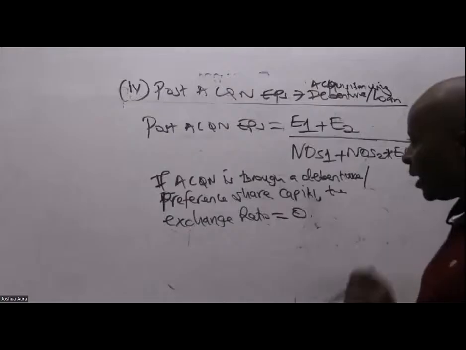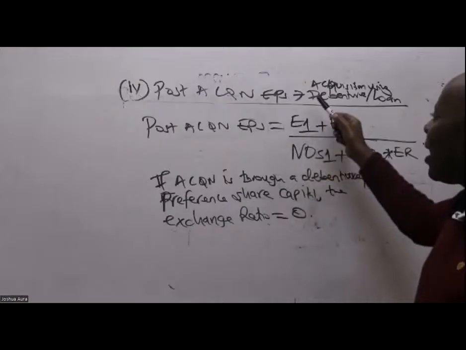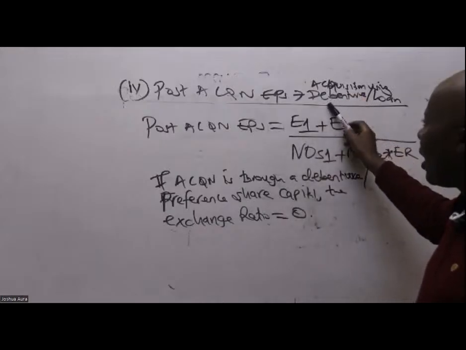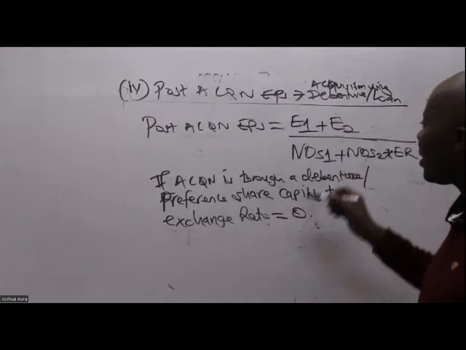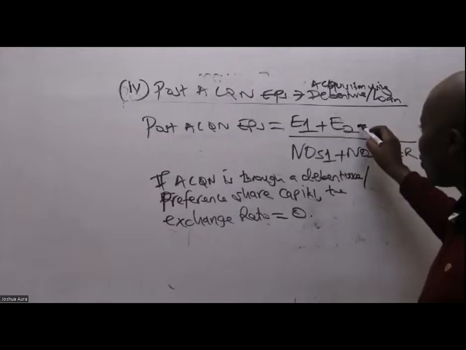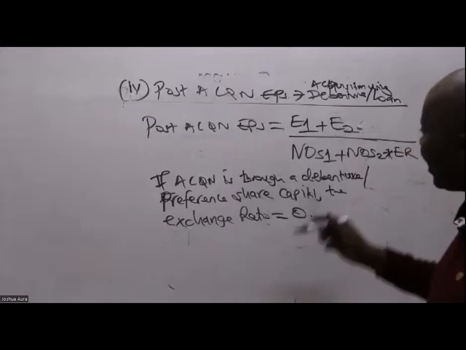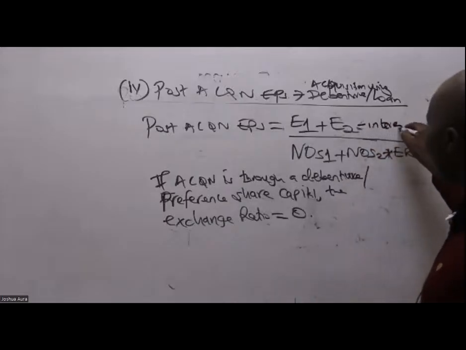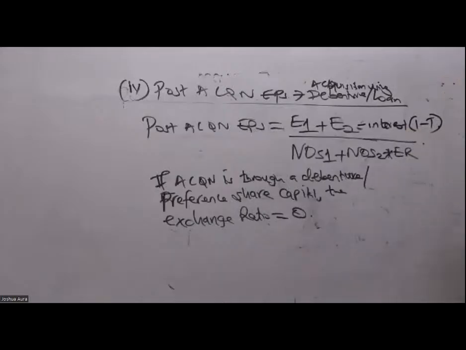Now, please listen to me very well. When we acquire a target company using a loan, we're going to introduce a very important expense. This expense is called interest, which will reduce this. So minus interest, very important. If it's a debenture, minus interest, and of course this interest must be after tax, because interest is a tax allowable expenditure.